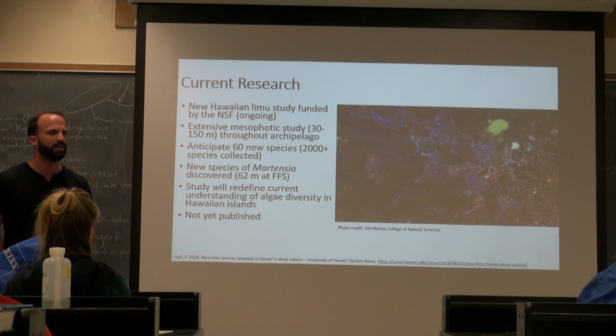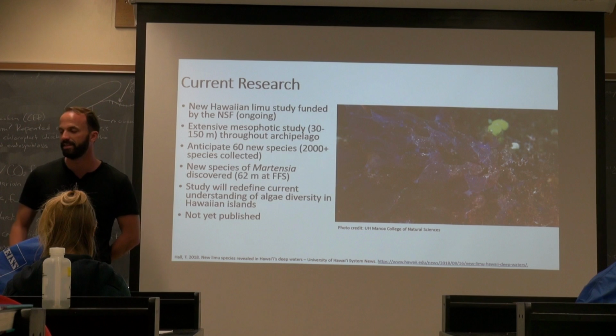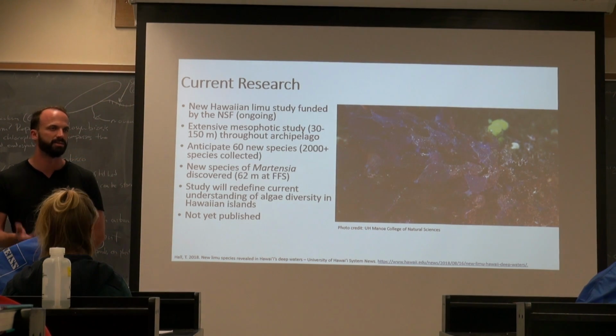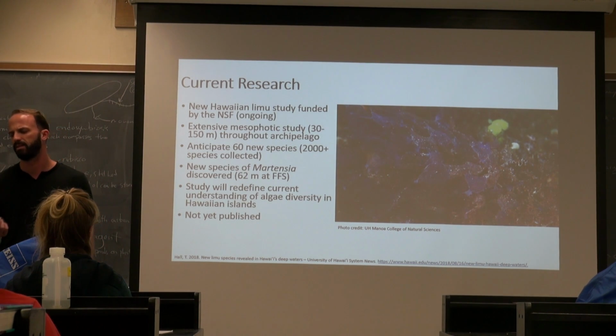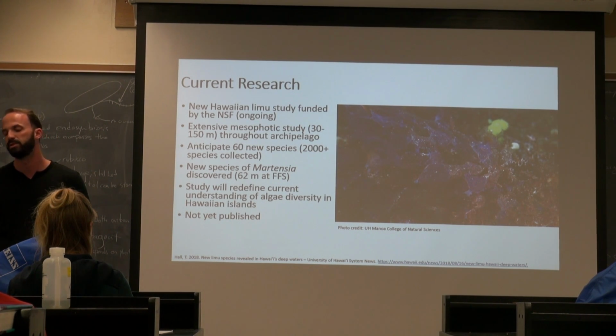So there wasn't a whole lot of current or interesting information about Martensia. There were only a couple of things I found, but one was a recent study here at the University of Hawaii, collaborative between NOAA and one other organization, and funded by the NSF. They were looking at mesophotic macroalgae, between 30 and 150 meters throughout the Hawaiian archipelago. They collected about 2,000 specimens, and they anticipate finding about 60 new species.